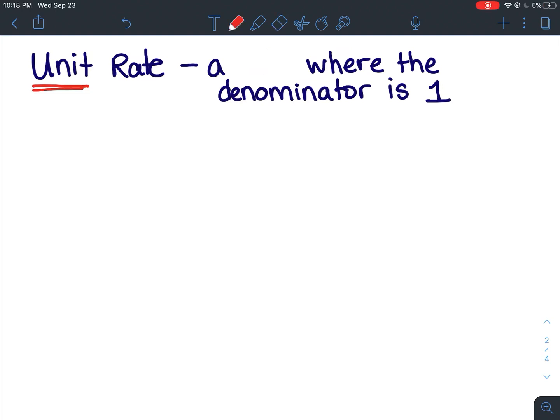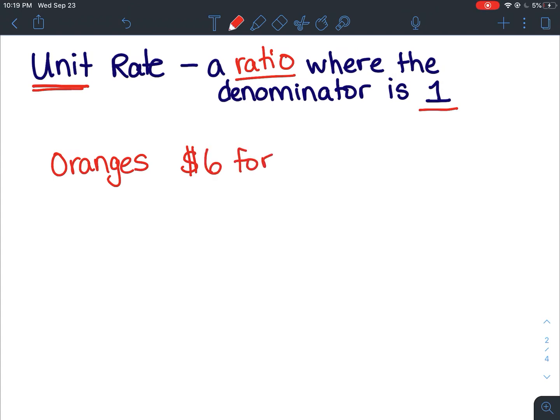Maybe I should say a ratio where the denominator is 1. So in class, we compared oranges and the price of oranges. So let's say I just do that again, but I forget the prices. Let's say we have oranges, and let's just pick a nice number. Let's say they're $6 for 3 pounds of oranges.